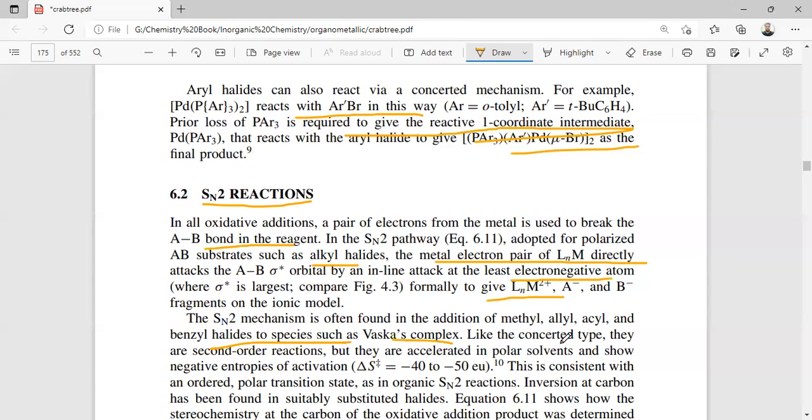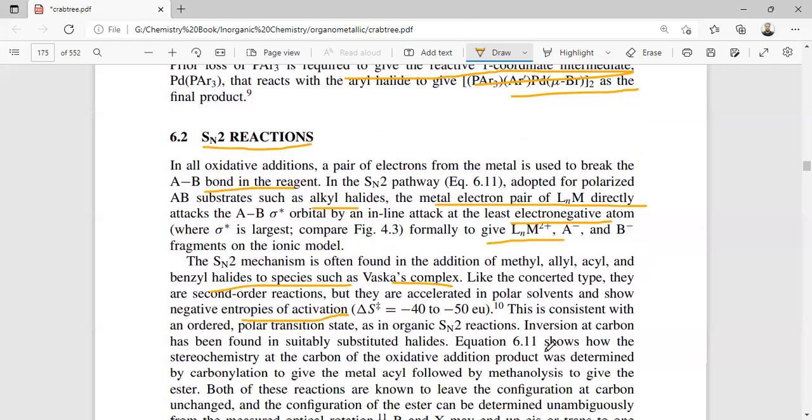So like the concerted type, they are second order reactions, but they are accelerated in polar solvents, with negative entropies of activation. So this is consistent with the ordered and polar transition state in the inorganic SN2 reaction. So that means if this reaction goes by a polar transition state, it is favored in the polar solvent. So here the net negative entropy of activation.